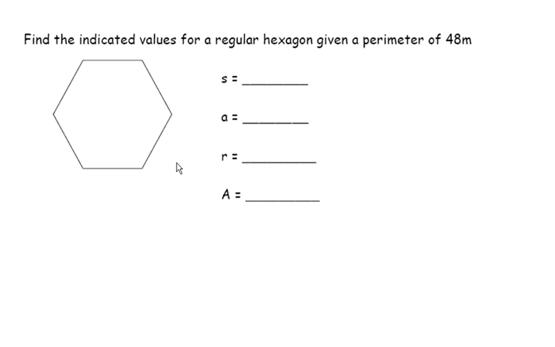I want you to do the same thing for the regular hexagon. Let me draw the triangle. So there's my apothem, there's my radius. This time I'm given a perimeter of 48, so the side length is pretty easy to find. This is a special right triangle. You need to figure out which one it is, and then you need to go ahead and give me all of these answers in the notes check.